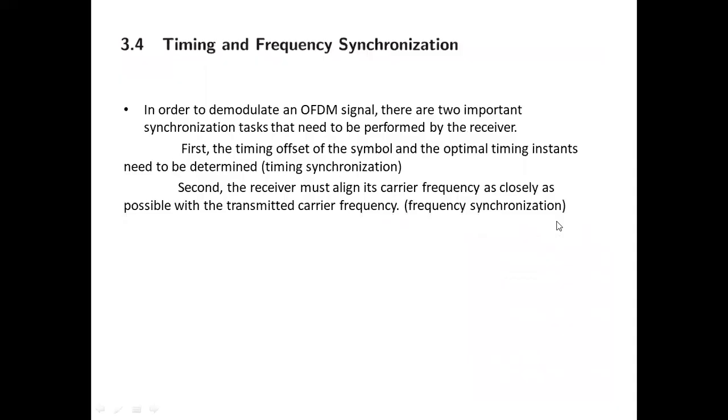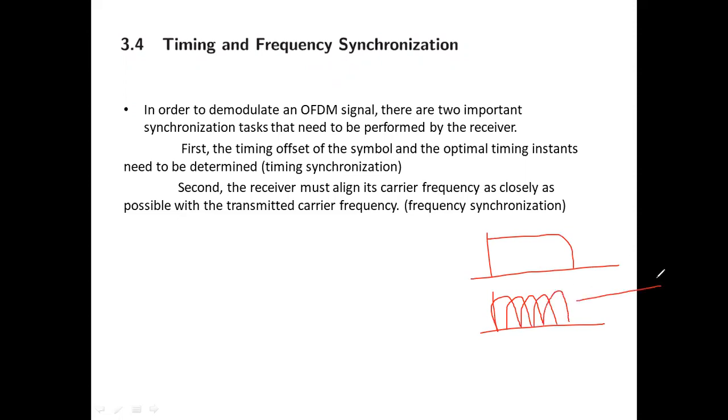Now let us talk about what can go wrong. Let us talk about where things can go wrong. There are two things that should be taken into consideration. As we told you, you have this data, then you took the DFT, IDFT, and the data was converted into orthogonal overlapping subcarriers.